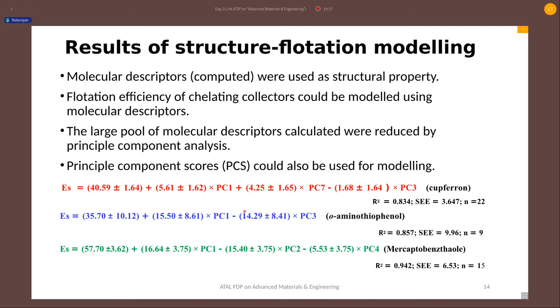The results of this modeling show that molecular descriptors can be related to flotation efficiency. We can form three linear equations, one for each collector, such as mercaptobenzothiazole or aminothiophenol. There is a linear relationship between the separation efficiency, or performance, of a collector and its molecular structure. That means structurally similar collectors will have very close or similar separation efficiency or flotation efficiency.